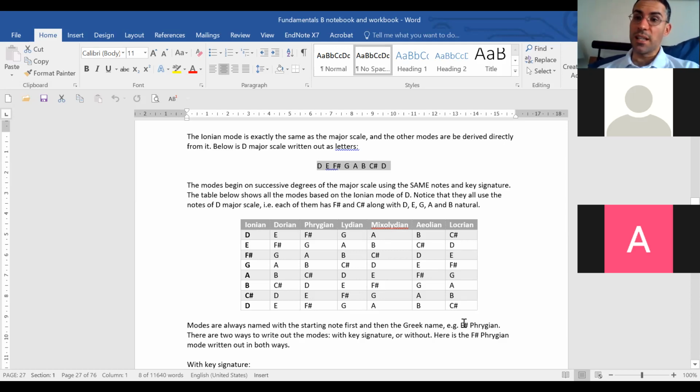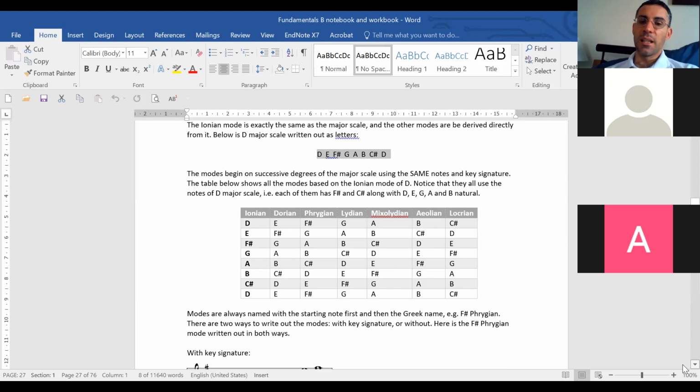So the important thing here is that you notice that they're all using the same set of notes: D, E, F sharp, G, A, B, C sharp, D. They all go in succession from one note to the next. Like this one, E goes to F sharp, to G, to A, to B. This one starts on F sharp, but it goes to the next one, which is G, A, and so forth. They're just using the same pool of notes.